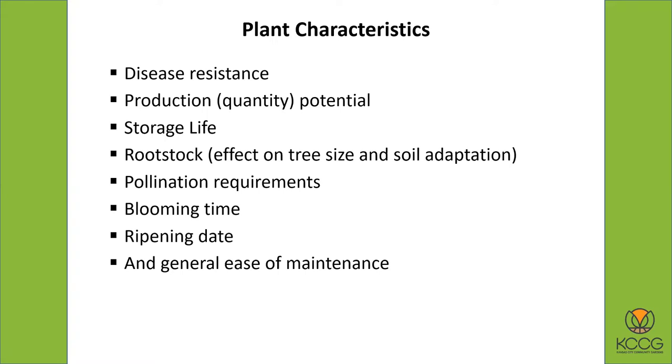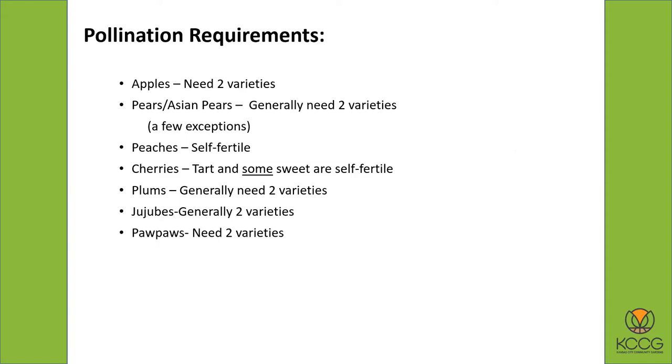We'll talk a little bit about rootstock and how it is there not only to help dwarf the tree, but also to adapt the tree to the surrounding soils. Talk about what pollination requirements are. Some plants are self-fertile. Some plants need a separate variety in order to produce fruit. Blooming time and ripening dates are also important. And then there's the general ease of maintenance. Growing fruits is one of the harder things you can grow in the horticultural gardening world. So anytime you can make growing fruits easier, it's going to be a win. So a little bit about pollination requirements.